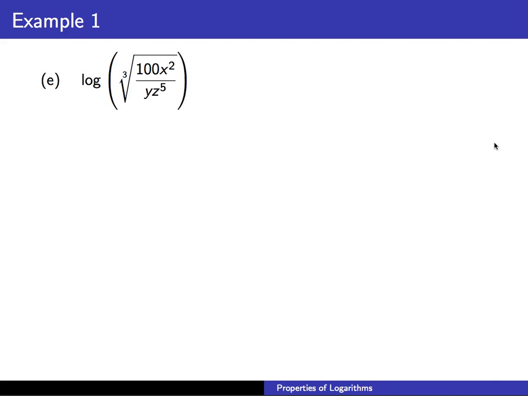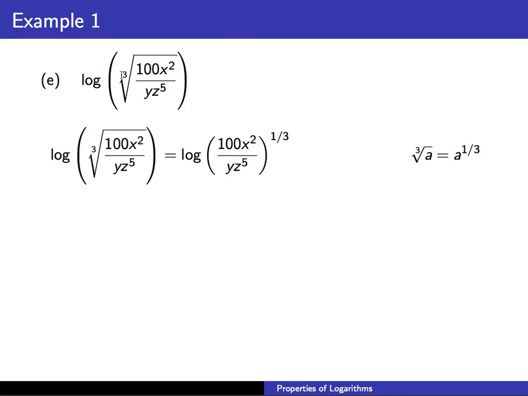Finally, part E, we have a scary looking one, log of the cube root of 100x squared over yz to the fifth. Oh man, this one looks scary. Well, first of all, let's take care of this cube root by remembering that taking the cube root of something, even this scary looking fraction, is the same as raising that something to the 1/3 power. So the log of the cube root of 100x squared over yz to the fifth is the log of the expression 100x squared over yz to the fifth being raised to the 1/3 power.